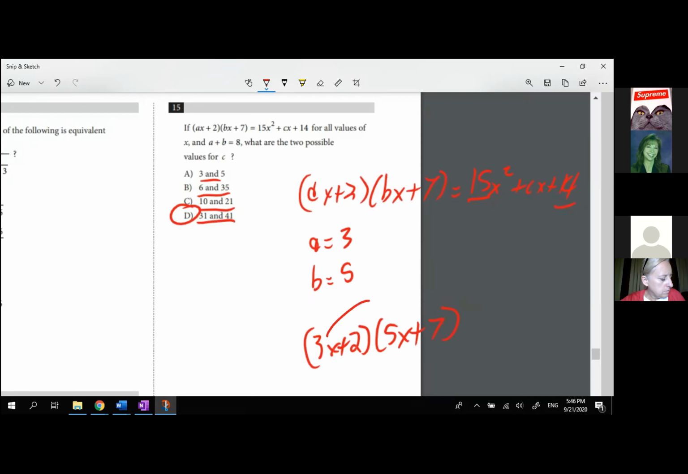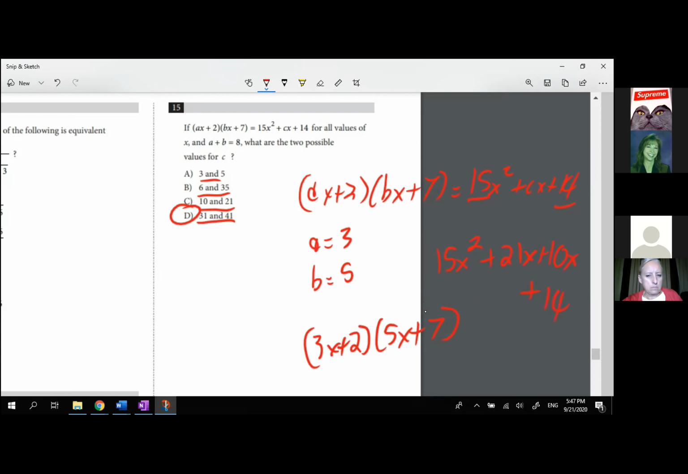We multiply 3x by 5x, and that'll give us the same thing as last time, 15x squared. So that's perfectly fine. We'll multiply the 3x by the 7, and guess what we get this time? 21x. That's different than last time. Now we've got to multiply the 2 by the 5x. That'll give us another different number, plus 10x. And then finally, we have to multiply 2 times 7. That'll give us 14, the same number as last time.